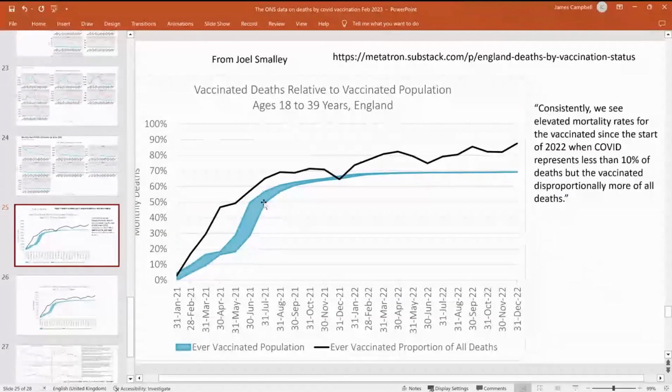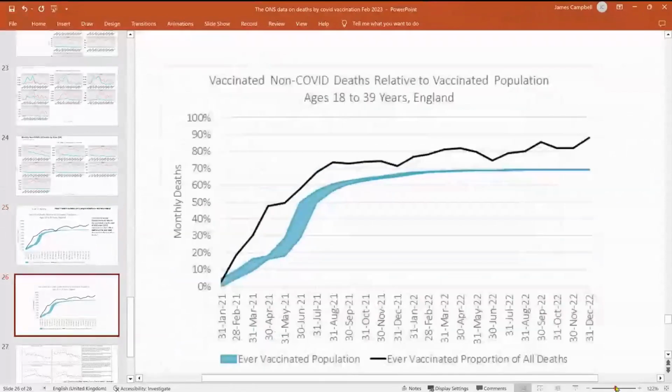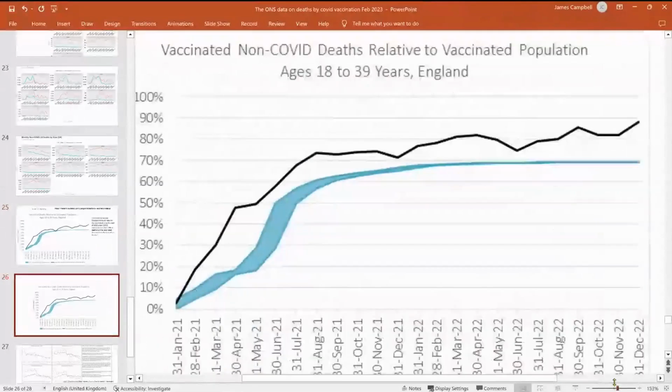Yeah. And then in the next one, for non-COVID deaths, look at that. They don't even intersect those lines. They don't even intersect. It's consistently well above, you know, the deaths are well above the proportion of people vaccinated. So that's clear. The deaths in the vaccinated are higher than the deaths in the unvaccinated. Yeah. In the 18 to 39. Well, when you take account of the proportion of people vaccinated. So that is evidence. Why isn't this on the front page of the newspaper?